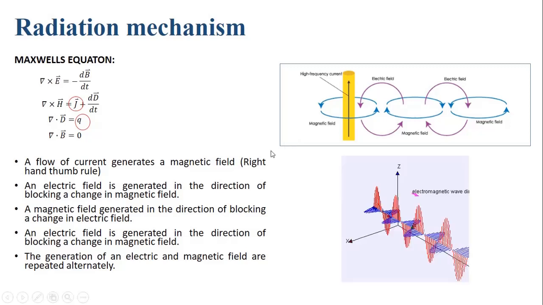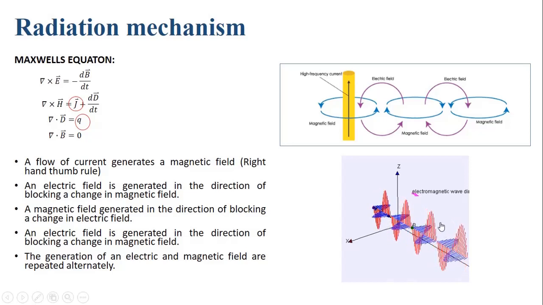Now we know the electromagnetic waves are transverse in nature. That is, the electric field and the magnetic field are out of phase, that is, they are perpendicular to each other. You can see over here in the figure, the electric field and the magnetic field are perpendicular to each other. You can see the electromagnetic wave is propagating in the y direction.